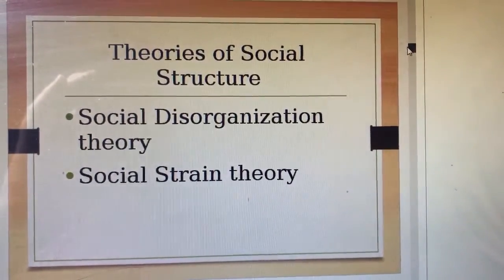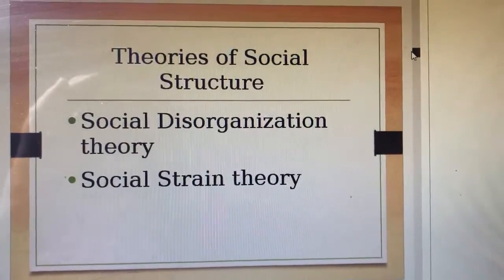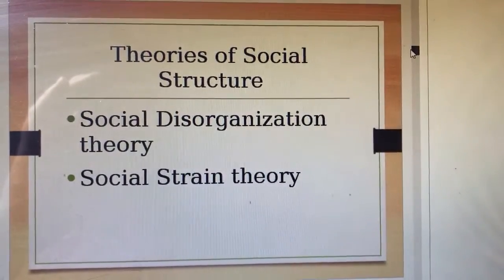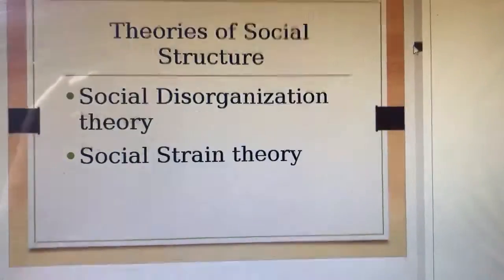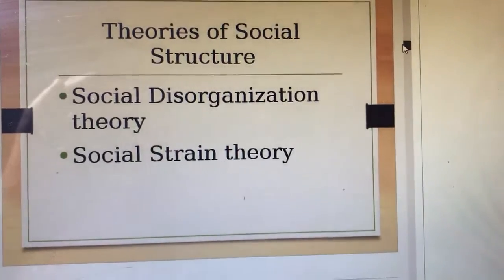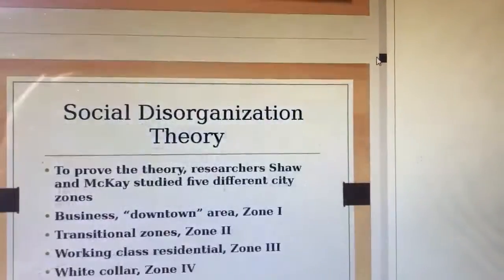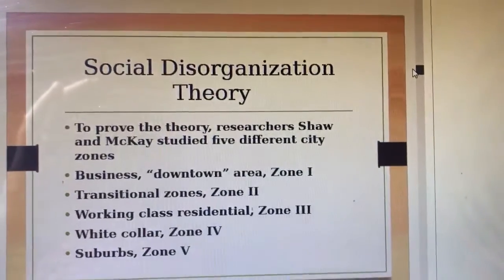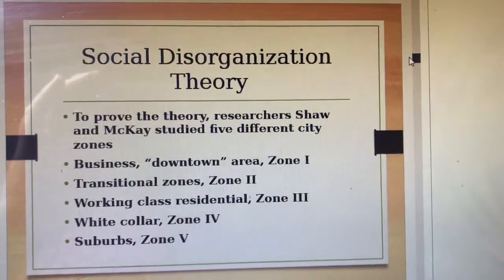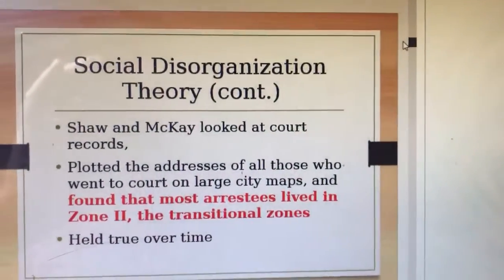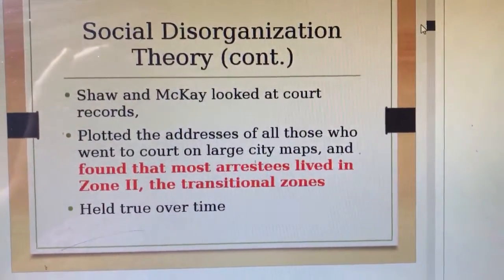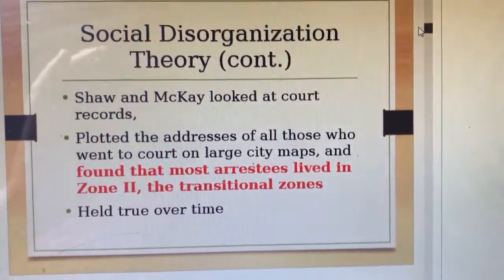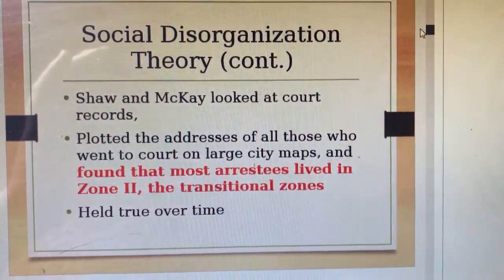So there are 2 main theories of social structure. One is social disorganization, which looks really complicated, but it's actually not. And then social strain theory. And we're just going to talk about these very briefly. So basically, these 2 researchers, Shaw and McKay, looked at 5 areas in the city. All right, so they started looking at people, they started looking at the zip codes, and they found that no matter who lived there, no matter what race, what color, what religion, it stayed true in the zone.